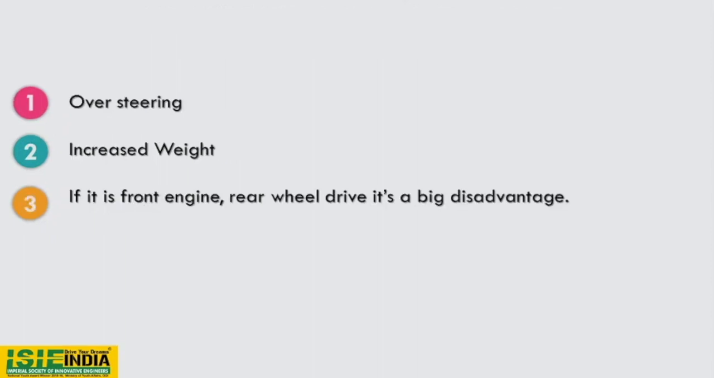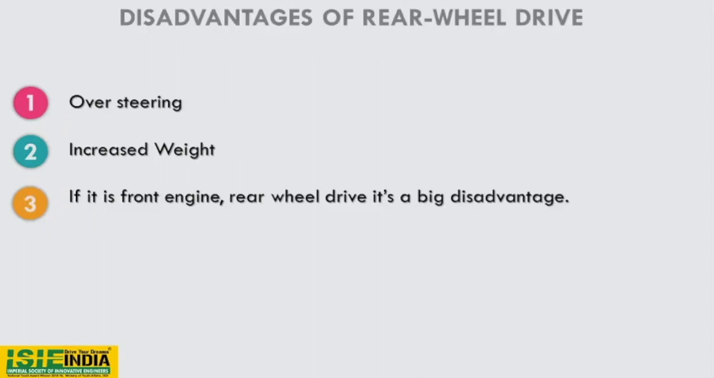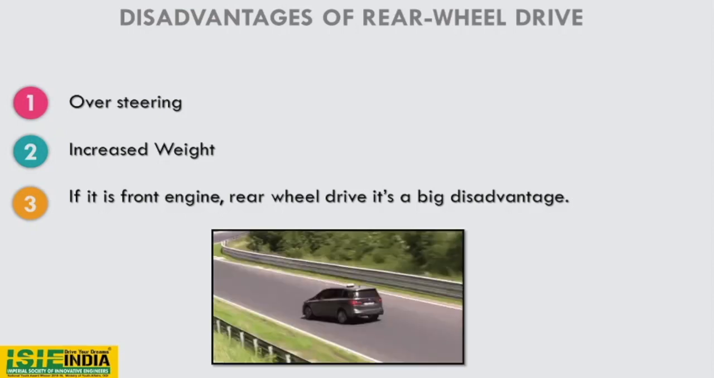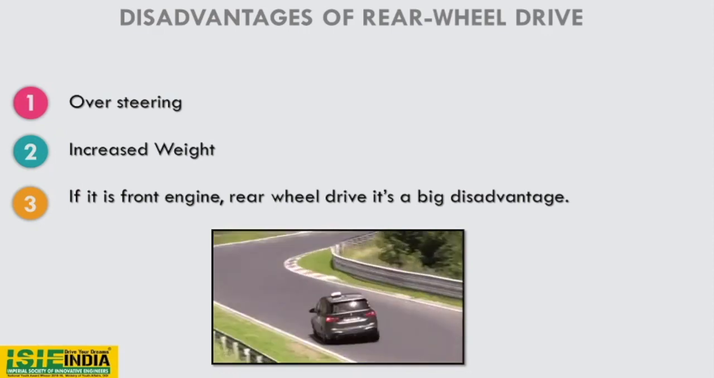Now coming over to disadvantages. First is the case of oversteering. In this case, our car tends to steer more than is required, therefore creating a big angle of steering. Let me show you the GIF for a better understanding of oversteer. Here, as you can see, the steering angle is increased.